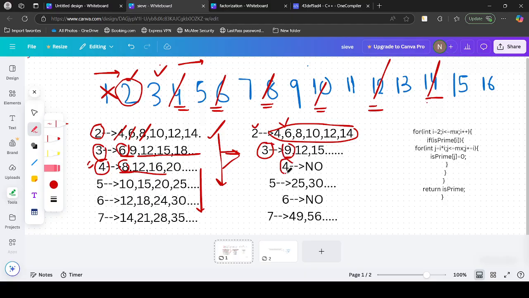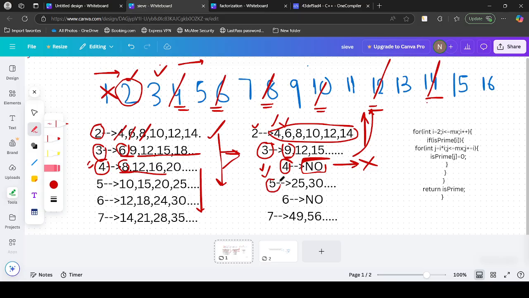Now coming to 4, it is already declared as non-prime according to 2. Any number which is a multiple of 4 is surely a multiple of another number because 4 is non-prime. So there is no need to traverse 4, because all the numbers which are multiples of it are already considered non-prime because of the earlier numbers. Here too.